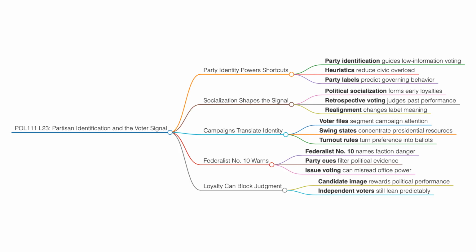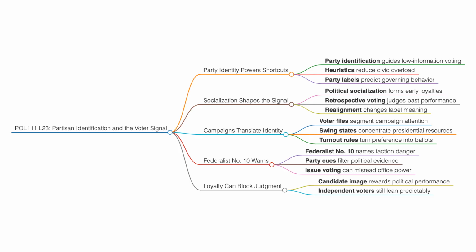Voting behavior research emerged because scholars noticed that citizens often did not act like detached policy calculators. Many people vote according to party attachment, group identity, retrospective judgment, candidate impression, or a few salient issues rather than full platform analysis. That finding should not shock anyone who understands the scale of American government.